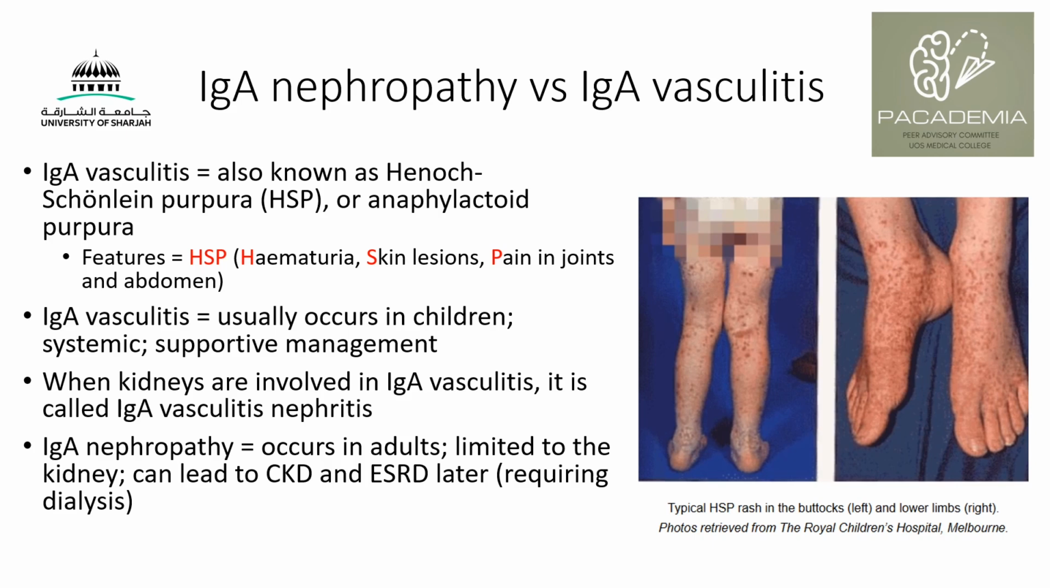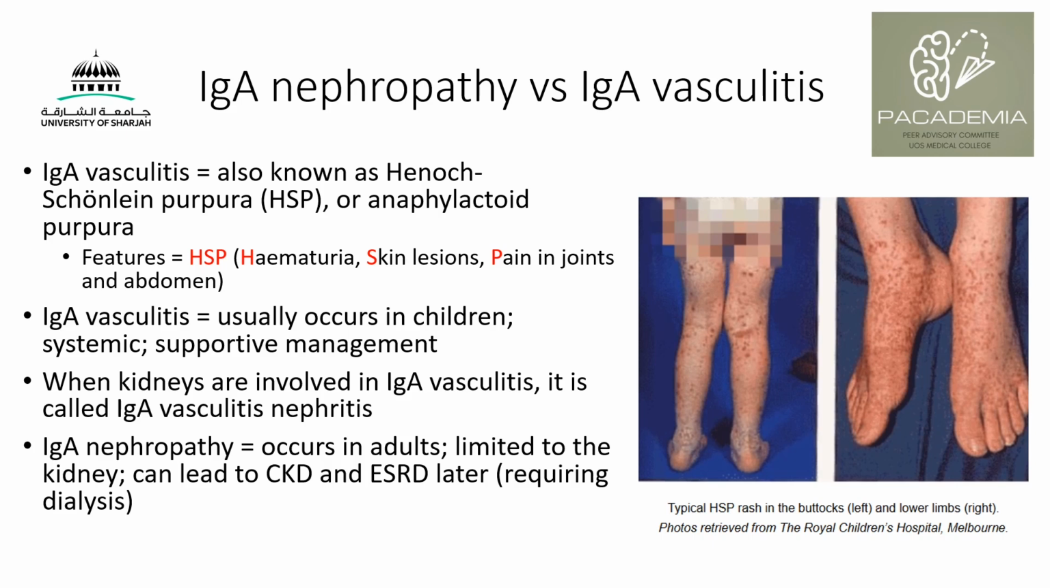And with IgA vasculitis, remember that it usually affects children, especially less than 10 years of age. And it's a systemic problem, so you can see here multiple areas are involved: the urinary system, usually hematuria, also the skin lesions, from the vasculitis, and also pain in the joints and abdomen. So it's a systemic problem, and management is usually supportive.